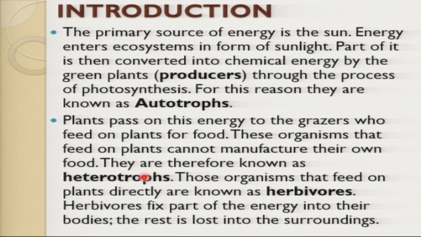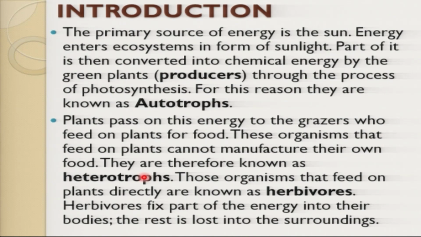We said the primary source of energy is the sun. Is that true, students? I think it's true, because energy enters the ecosystem in the form of sunlight. Part of it is then converted into chemical energy by green plants. So plants get energy from sunlight, and it enters into an ecosystem. Part of it is converted into chemical energy by green plants, okay? So these are producers, through the process of photosynthesis.